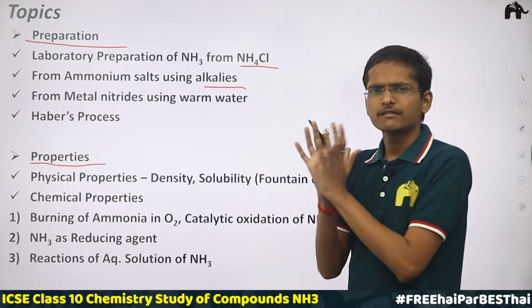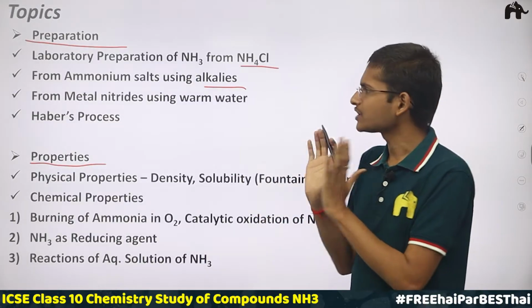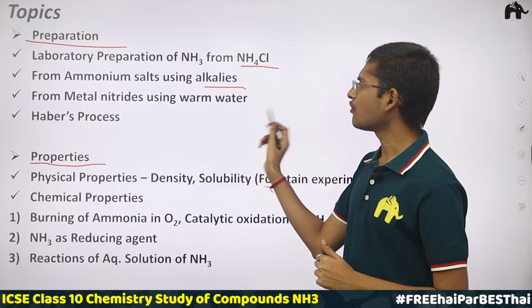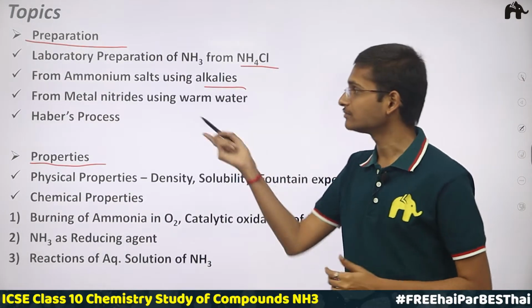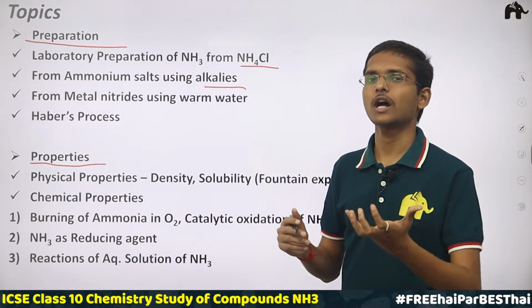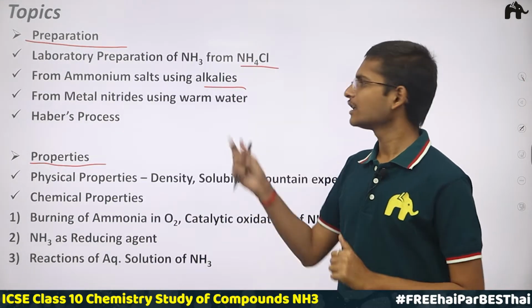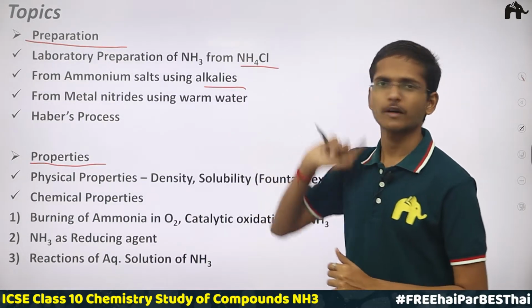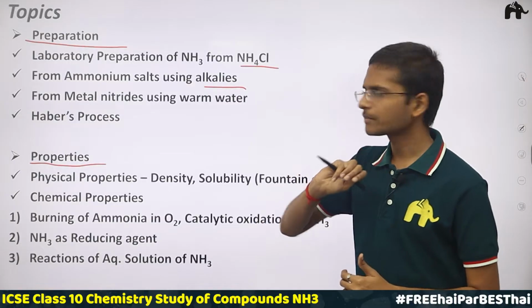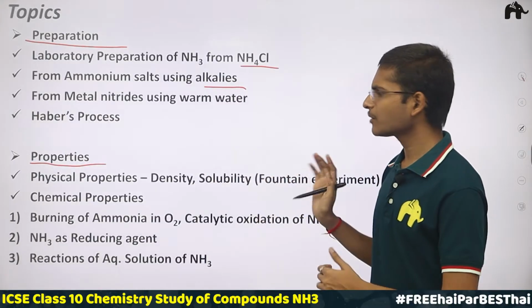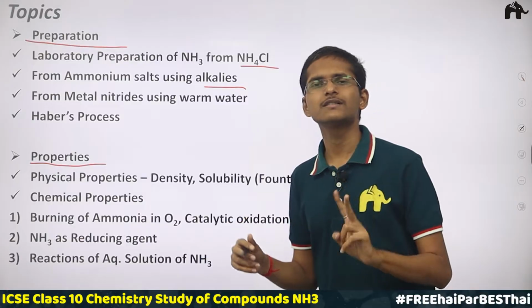Don't worry, we are going to see all these things in much detail. So from metal nitrides using warm water, and the last one is the well known Haber's process, if you haven't heard this word. Don't worry, it's a very interesting process for production of ammonia. Then in physical properties, we are going to see two: density and solubility.